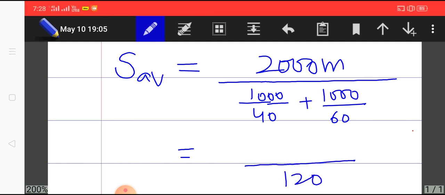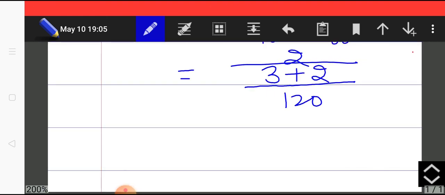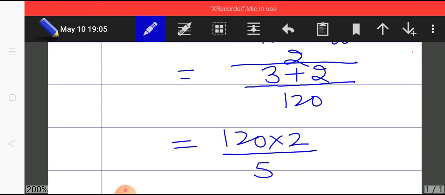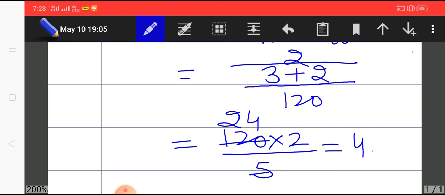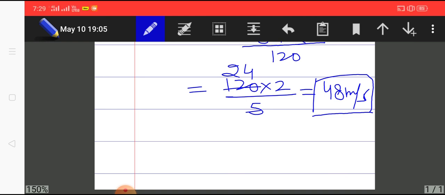I will get here 120 as LCM, 3 plus 2, and I am having 2 above, because taking 1000 common will cancel out. In the next step I can write 120 into 2 divided by 5. So 5 twos are 10, remaining 2, 20, 5 fours are 20, and I am getting 48 meter per second. Hence this is the average speed, which is the final answer for two different speeds if they are given for two different distances rather than for two different times.